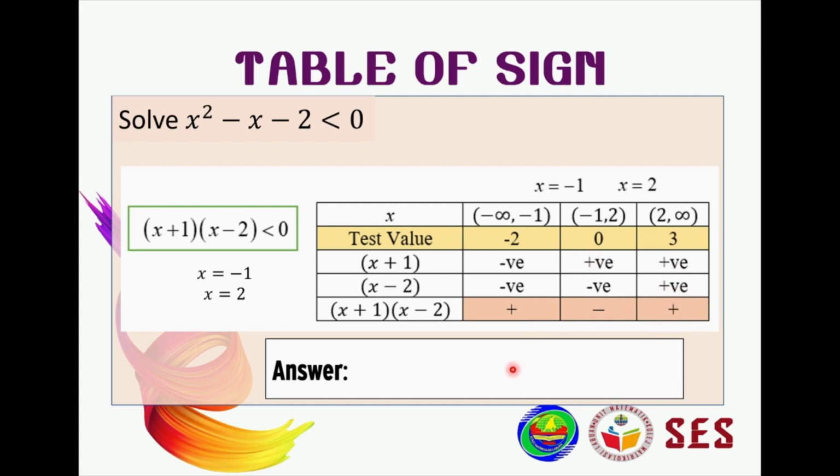Now, the final answer. Which interval will be our answer? Look back again at our green box here. Because it wants less than 0, the interval must have a negative sign. So which interval has a negative sign? Is it this one? No. Is it this one? Yes, this interval has a negative sign. Hence, if we write our answer in interval form, it is just -1 and 2, open bracket. You can just copy it.